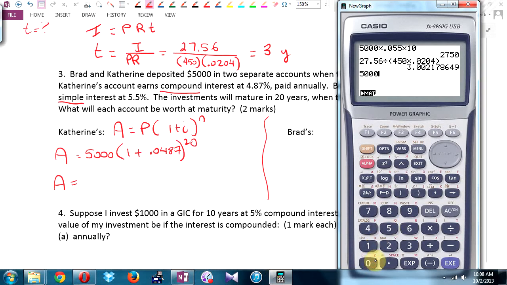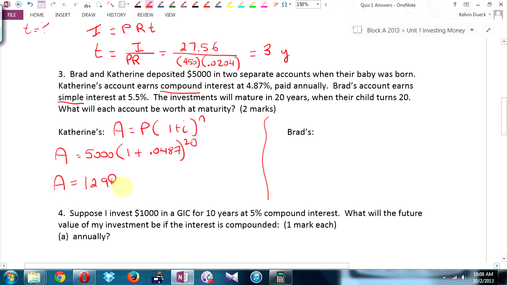5,000, bracket 1 plus 0.0487, close bracket, to the power of 20. Looks like I'm going to get $12,941.82. 12,941.82. That gets you 1 mark out of 2.